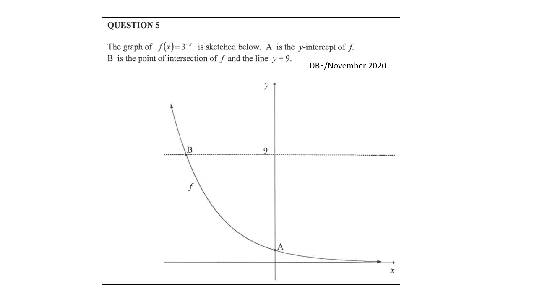Before you look at the questions that follow, first look at the graph and identify what you can from this graph. First of all, this is an exponential graph. It is a decreasing graph. The y-intercept was given to us, that's the point A, and the point B was also given to us as the point of intersection of f and the line y equals 9.